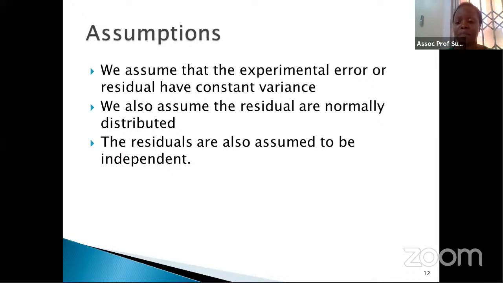So we have some assumptions. All models have assumptions. For any model to be valid, the assumptions should not be violated. We assume that the experimental error or residuals have constant variance. We assume the residuals are normally distributed. We assume the residuals are independent. We also assume that the data was either randomly collected or the experimental units were randomized to the treatments.